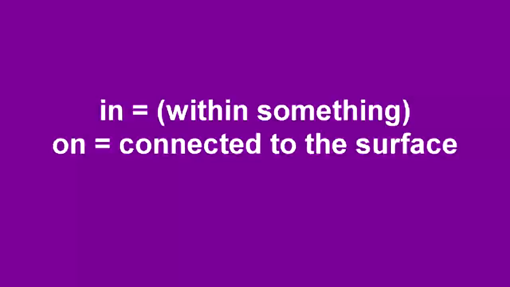Something is connected to the surface of another thing, like when we say the book is on the table, or maybe the cat is on the bed sheet, or maybe the bag is on the table. I mean, something like that, alright?